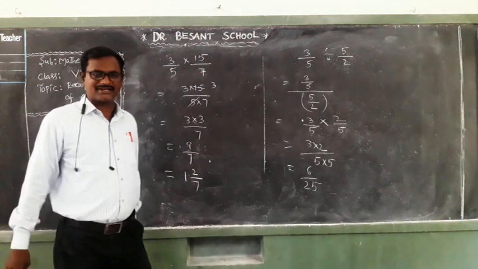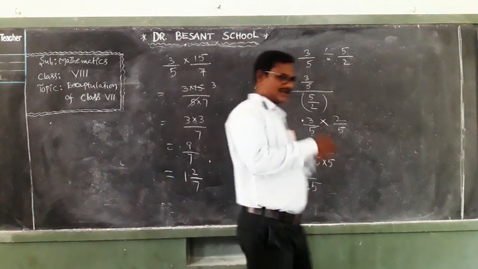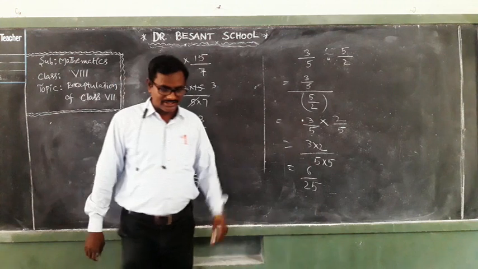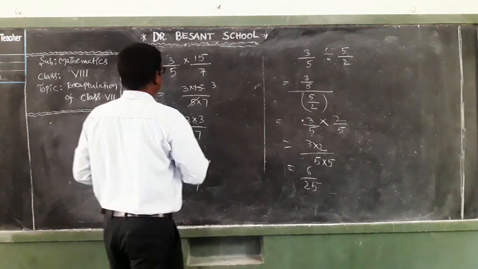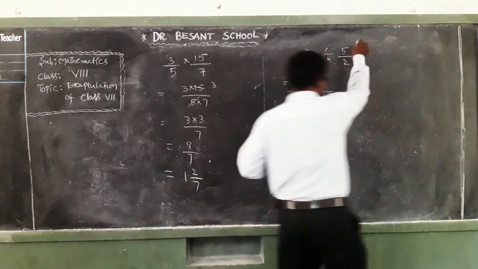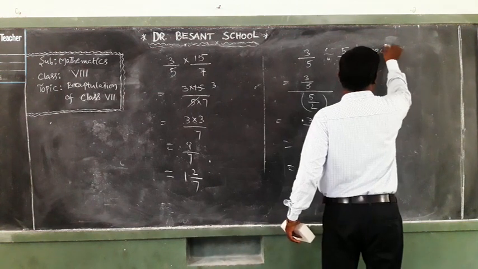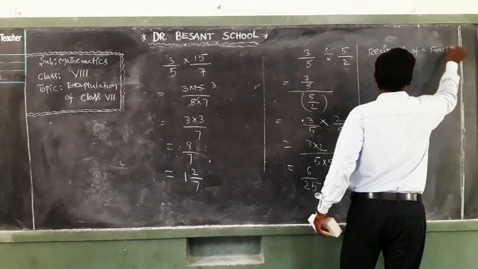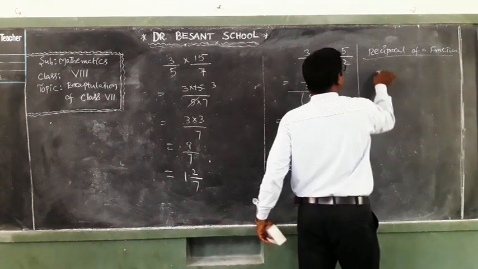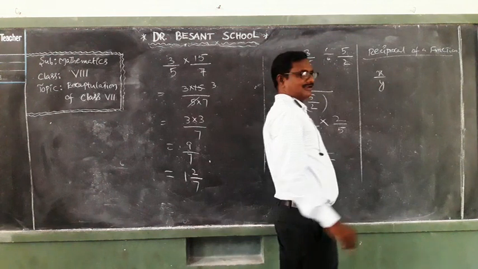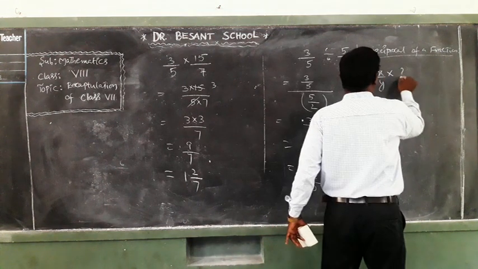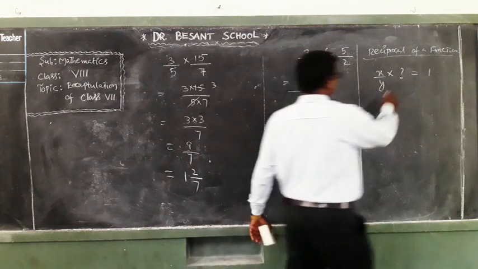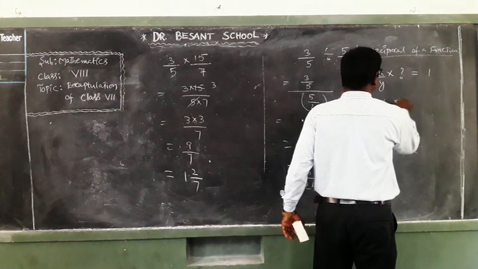So like that we completed in our previous class addition of fractions, subtraction of fractions, multiplication of fractions, and division of fractions. In addition to this we learned the reciprocal of a fraction. For example, x by y is one fraction. By what do we have to multiply x by y to get the product 1? We need to multiply with y by x.